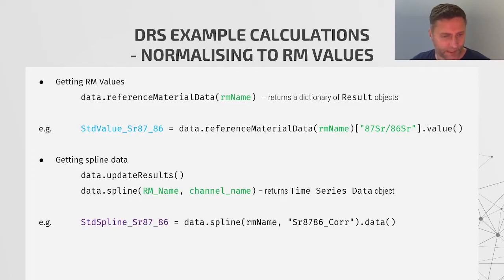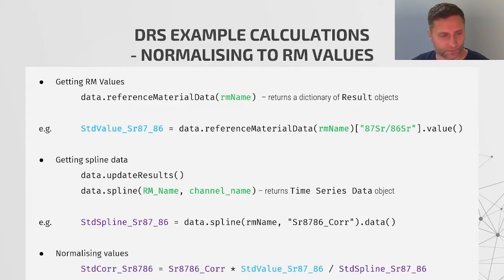So for example, if we wanted to get the spline of our final corrected 87-86 ratio numbers, just for our reference material, we would call data.spline, our reference material name, the name of the channel, and then we'd call .data, and then we'd have a numpy array of the spline values, which we can then use to normalize our results.